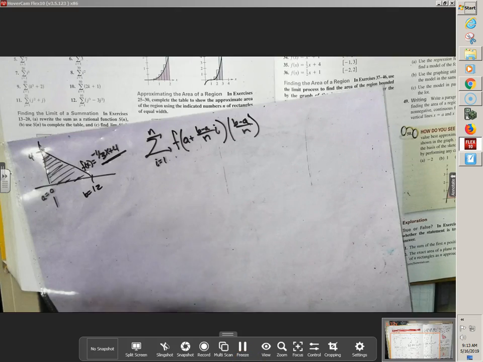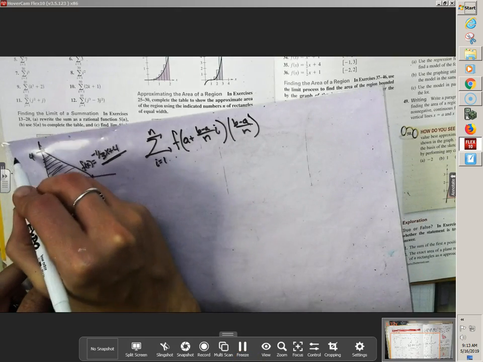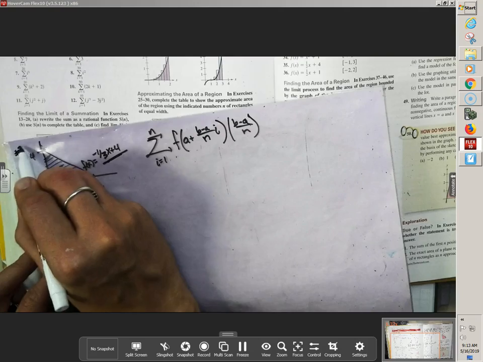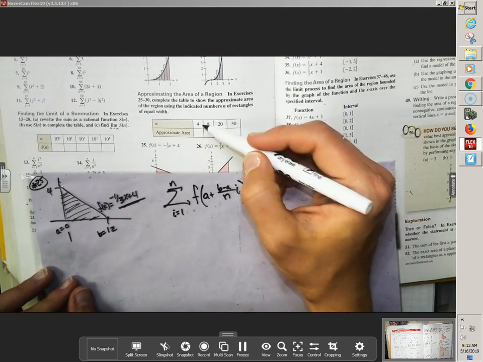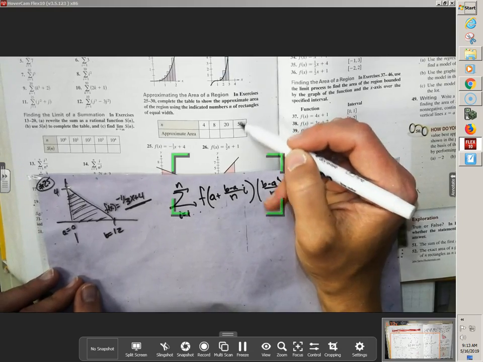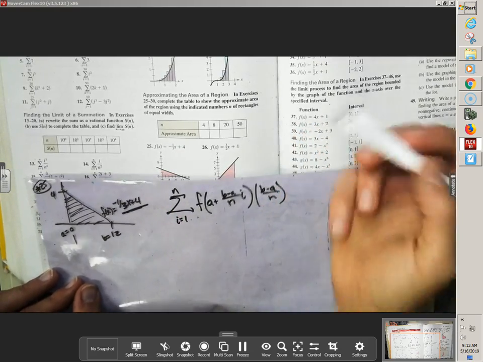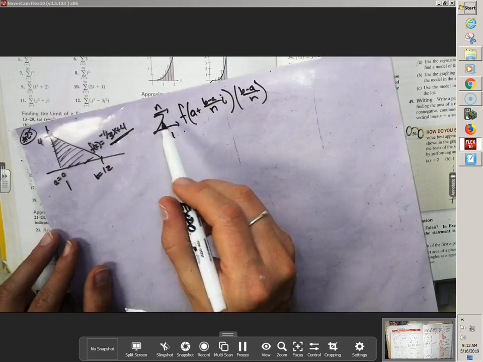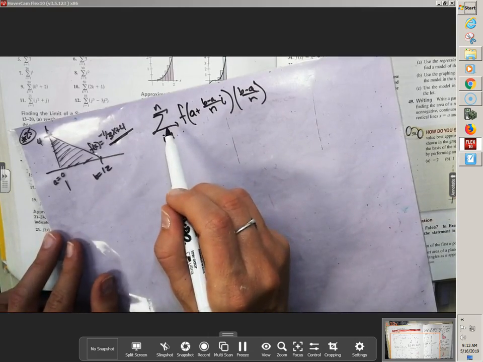So for those of you just joining us, we're looking now at number 25. Kim had this question. It was a little weird because it asked us to sometimes do 4 and then 8, then 20, then 50. And there's no way they expect you to actually type out 50 rectangles. So I was like, hey, remember, there's this cool summation that will do repeated sums for us.